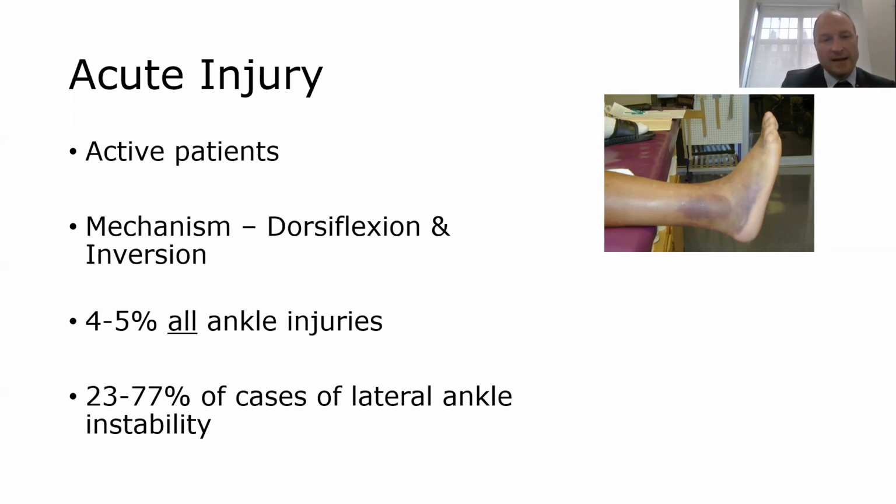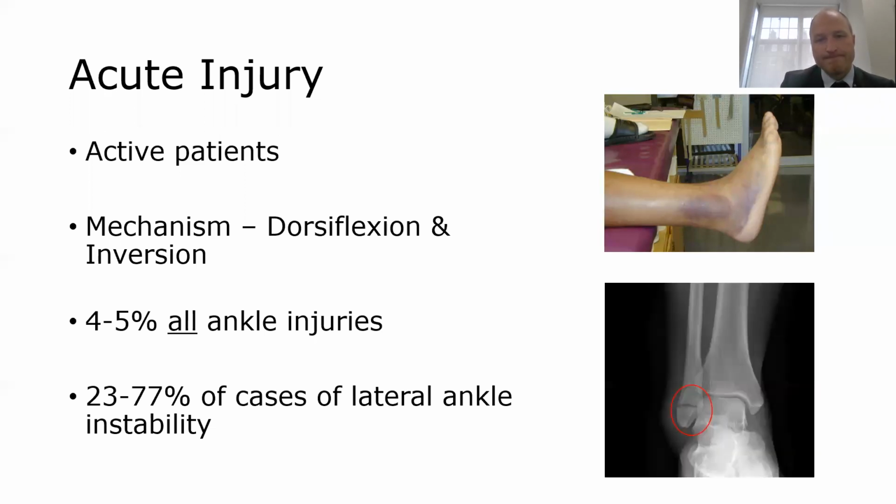They are felt to be as common as 1 in 20 of all ankle injuries, and up to 3/4 of all lateral ankle instability patients have some form of peroneal tendinopathy. So they're very much involved in lateral ankle stability.